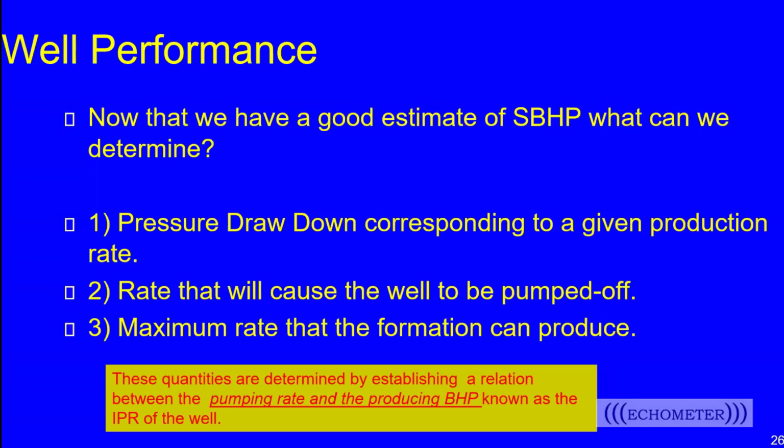So this is what we're trying to establish, what we call the well performance. And in order to do that, we said that we need to have a good estimate of the static bottom hole pressure. Now that we have that, we've seen that we can get that from the shut-in condition of the well. What are we going to do with that information? There are at least three things that we can determine. One is the well performance, which establishes the relationship between the flow rate that we are producing, the flow rate that we're pumping, and the pressure. And so we can establish what is the pressure drawdown that corresponds to a given production rate.